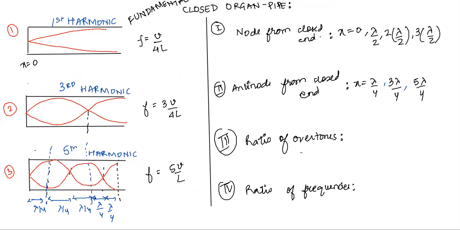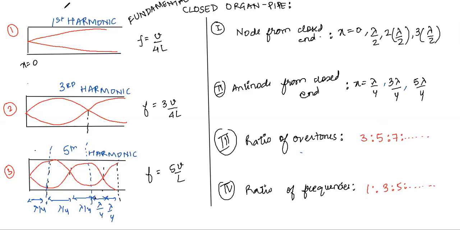So ratio of overtones. How do we get ratio of overtones? Yeah, tell me. 3:5:7 and so on, right? Yes, sir. Correct. Okay, what about ratio of frequencies? 1:3:5:7. Absolutely correct. Are we clear with this, Atul? Yes, sir. Very clear that whenever I'm talking about overtones, I will ignore the first one, the fundamental mode.